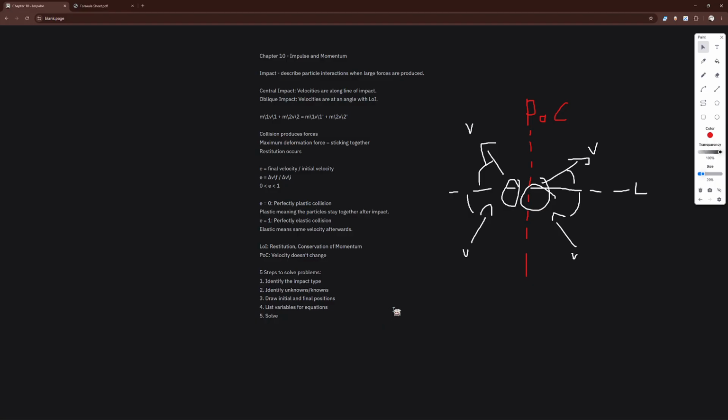Anyways, keep in mind if e is 0, so if the coefficient of restitution is 0, you probably don't need the equation other than from a theoretical standpoint, where it's like, oh, I know that this is a plastic collision, right? That's the only thing you need your coefficient of restitution for. So anyways, that's all there is for chapter 10.